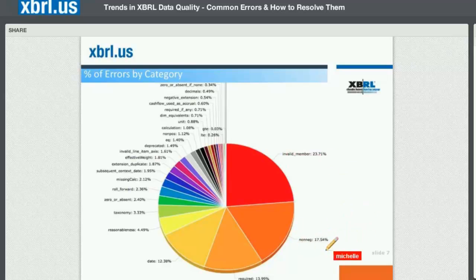The second most common problem, as you see here at 17.5%, is again the non-negative input error. That continues to be an issue for companies and filers as they grapple with how to manage this. The third most common problem is required values that are absent from the filing, and that comprises close to 14% of all the errors that we see. The next most common error, at about 12.4%, is dates and contexts used incorrectly.